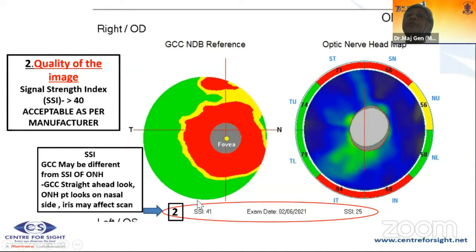Now, if you have a look at this particular picture that I have shown, this is of the GCC, the first one, with a lot of green and red. The SSI has been shown to be 41, whereas on the same date, when the optic nerve head was scanned, it is 25. On the same patient, in the same eye, why is the signal strength different? That is because when obtaining a GCC scan, the patient looks straight ahead and therefore you get a better scan. Whereas when obtaining an optic nerve head scan, the patient looks to the nasal side. Therefore, the iris as well as media opacities may affect the scan.